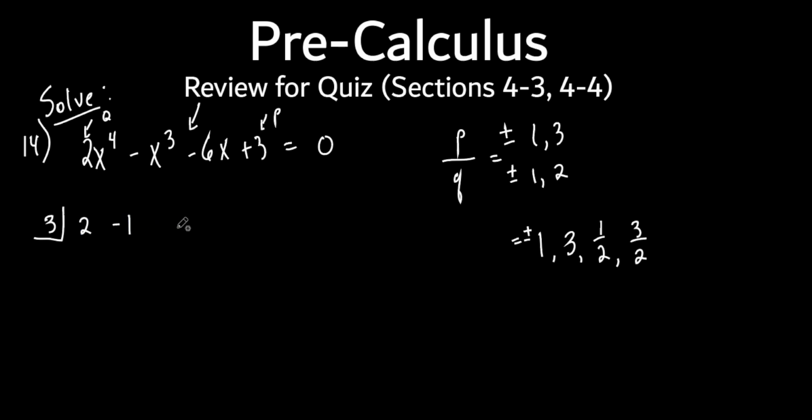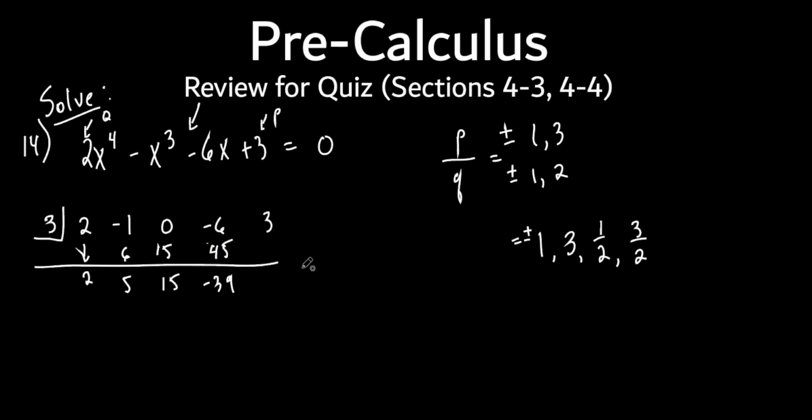2, -1, 0, -6, and 3. All right. Everybody watching? Bring down the 2. So what's that? 6. That's 5. That's 15. That's 15. That's 45. What's that? -39. Is there any way that's going to be a 0? No, it doesn't even matter. It's positive 39. It's not going to be a 0.